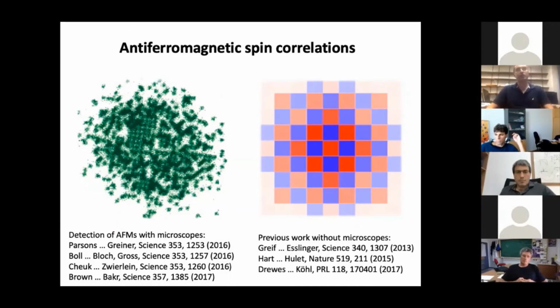And then the other reason is that we're at finite temperature, so the range of these correlations is limited. We're pretty hot compared to condensed matter systems, and so we expect the range of the correlations to be on the order of a few sites.